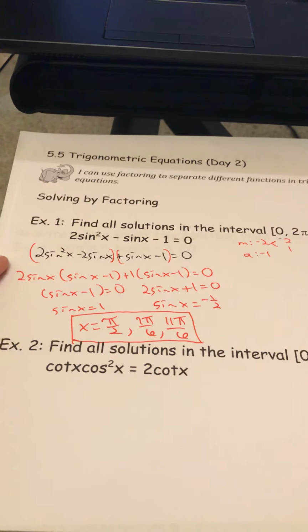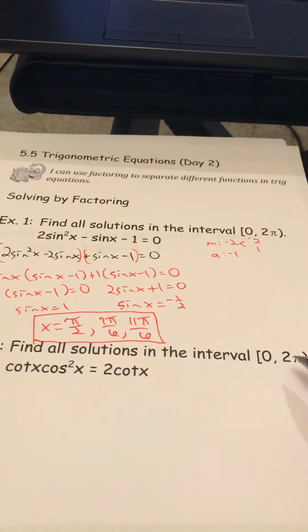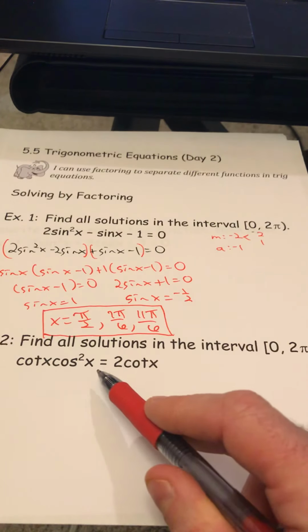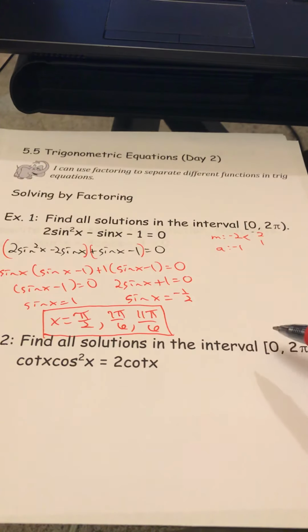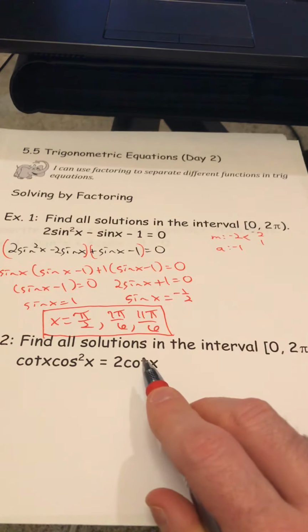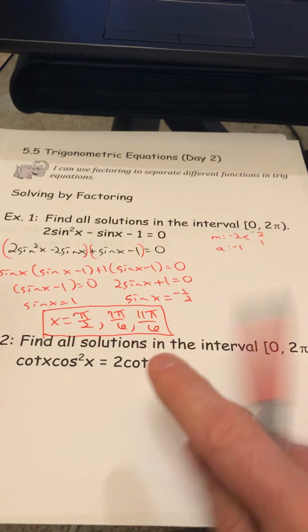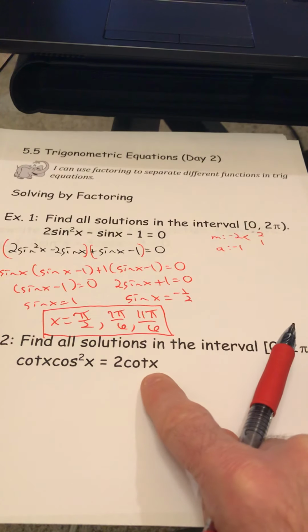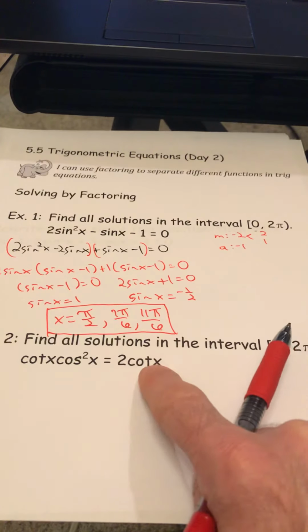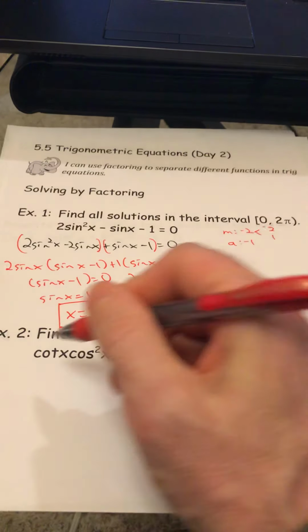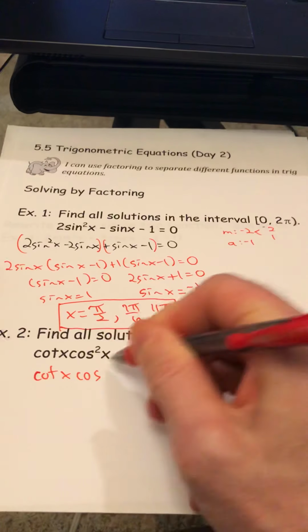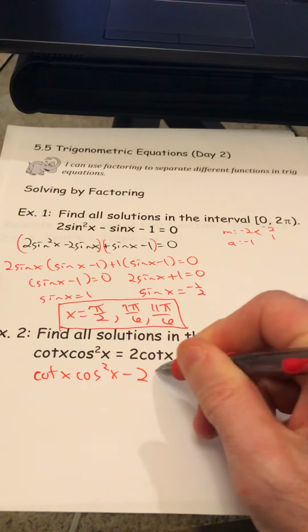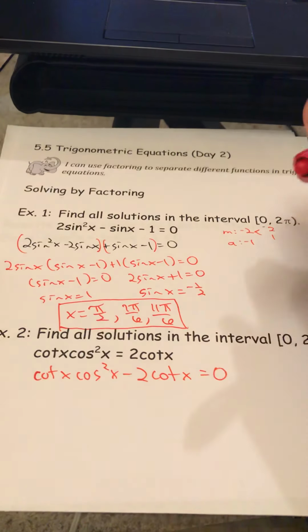All right, so example 2, find all solutions, again, 0 to 2 pi for cotangent x cosine squared x equals 2 cotangent x. The one thing that we want to emphasize here is do not divide by cotangent. It looks like a good idea to do that. You cannot divide by variable terms when you're solving. You cannot divide by a trig function with a variable. So what we're going to need to do, move this over and factor. So to move that, I am going to subtract the 2 cotangent over.